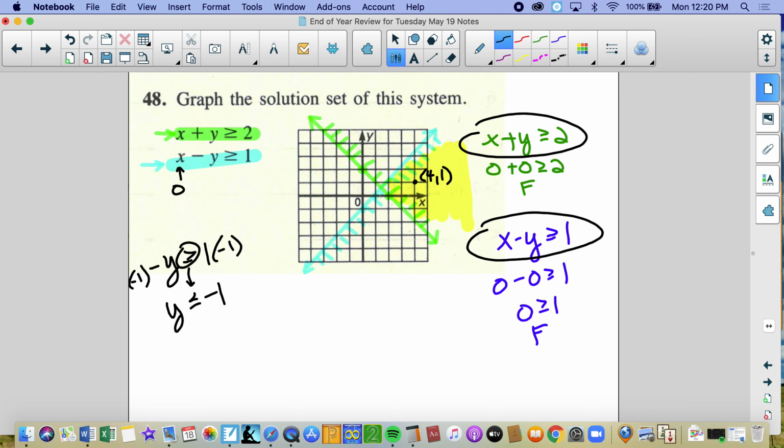So you don't have to necessarily test. That's not part of the solution. The solution would look like this. But I'm just checking my answers.